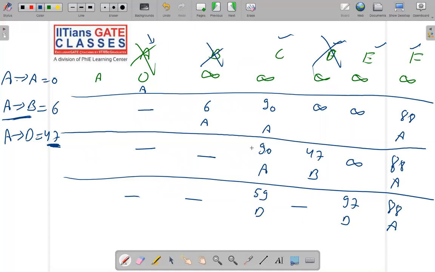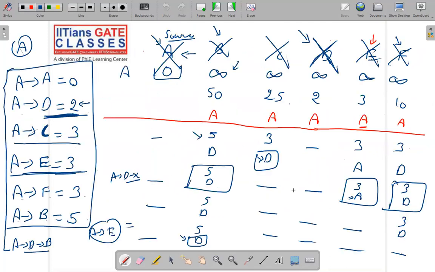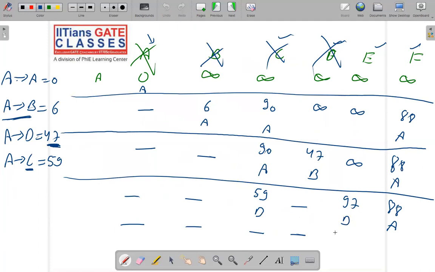So which one is minimum? This one is minimum, 59. So we conclude that A to C is 59. So using C, if we can reach any other node and we add 59 to it and that number is less than 97 or 88, we will replace that. C to E, there's no edge, sorry. So it will remain the same, 97 via D.